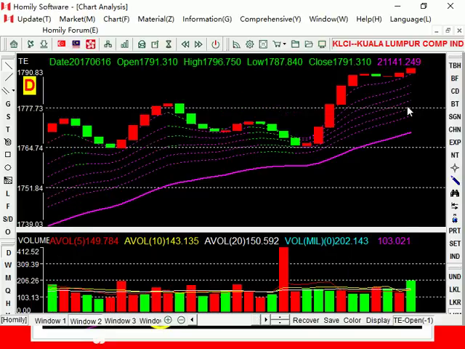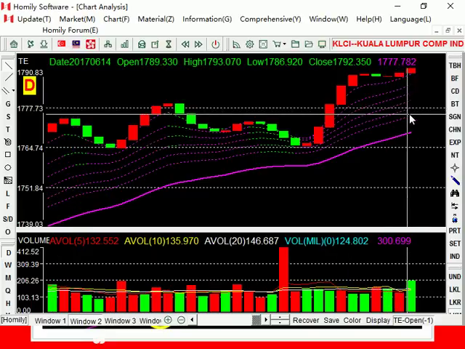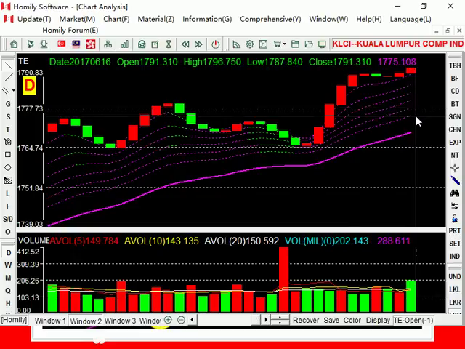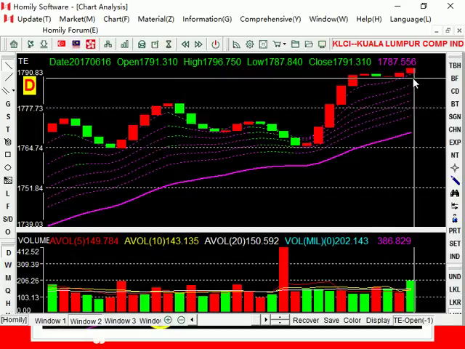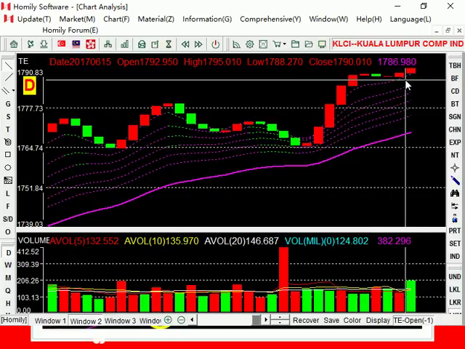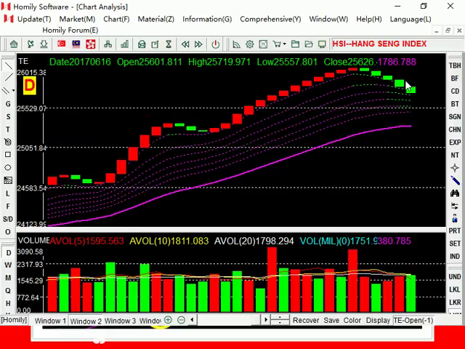So let's see the Kuala Lumpur index. For the Malaysia market, good or not? The trend is still good. You still can hold. Primary trend is up. The candlestick is red candlestick, so you can hold. Then let's see the Hong Kong index. Hong Kong index, good or not?